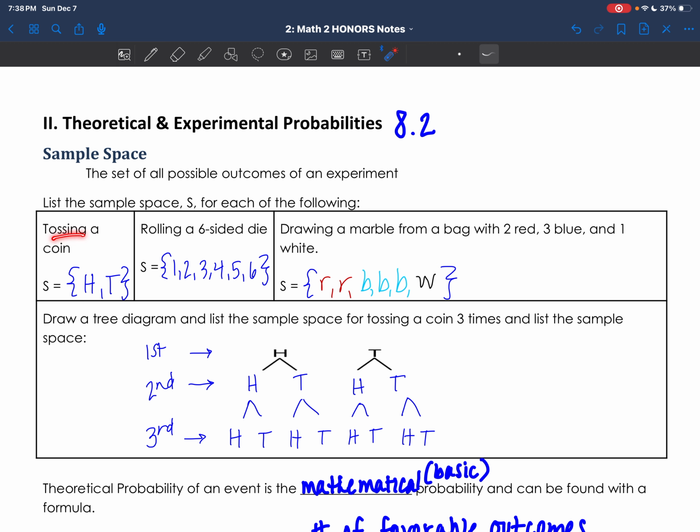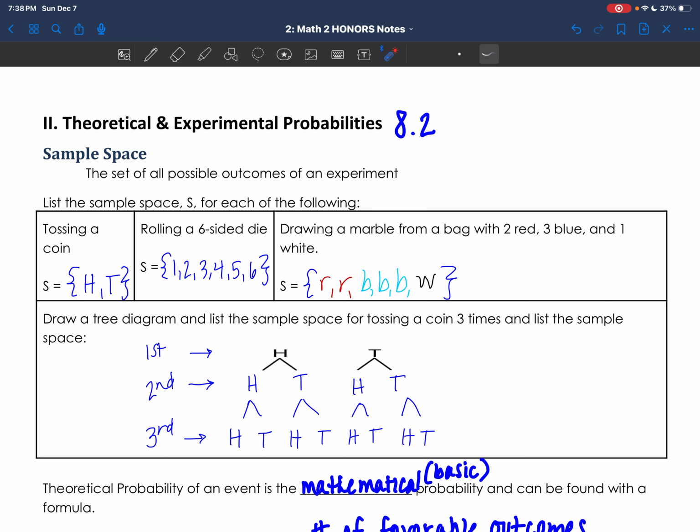If you're tossing a coin, you only have two options. You have a head or a tail. So those are all the possible outcomes. And if you're to roll a six-sided die, your outcomes are 1, 2, 3, 4, 5, 6. Now, make sure you're reading this carefully. If you're drawing a marble from a bag, you have 2 red, 3 blue, and 1 white. And yes, I don't have white. It wouldn't show up on here, so I wrote it in black.